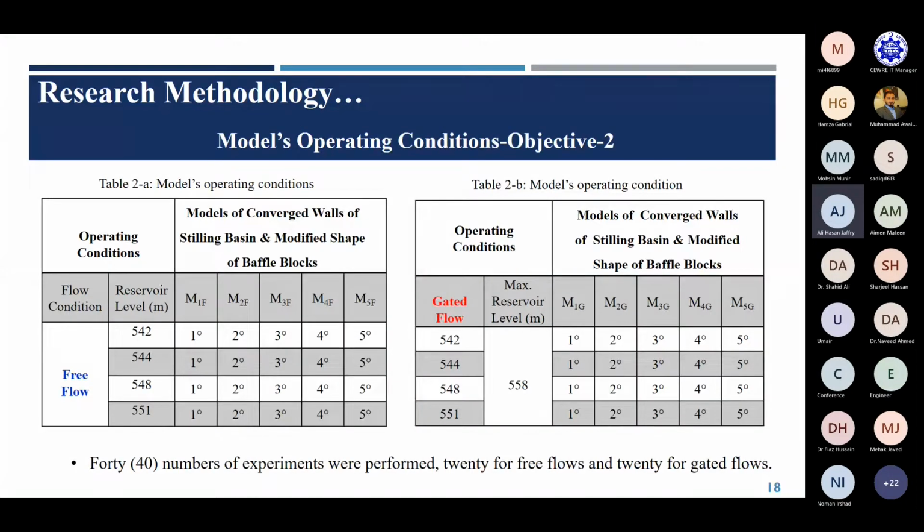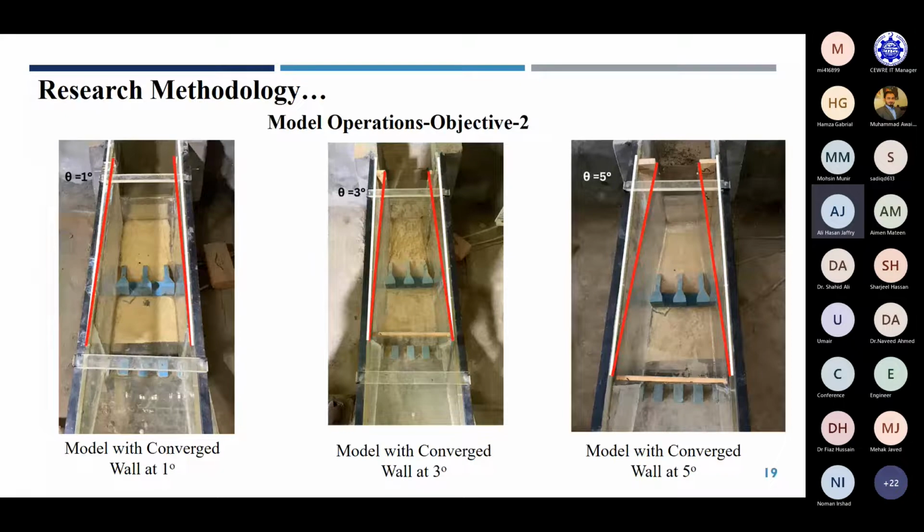These were the different model operation conditions for the modified geometry of the baffle blocks. At the left side of the slide we can see the model flow conditions for free flow conditions, and at the right side we can see the model flow conditions for gated flow conditions. In this way, 40 experiments were performed with modified geometry, and 16 experiments were performed with standard geometry of the basin.